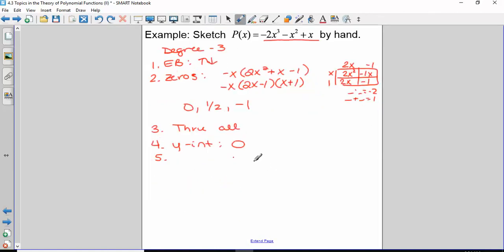So then we can draw a graph. End behavior up, down, so it should start up here and end down here. Hit the x-axis at 0, 1/2, negative 1, y-axis at 0, which I've already got. My graph was starting up high, so it's going to start here. Come down, hit the first one. We said it's going to go through all of them, so I cross through, come back and hit my 0. Cross through, come back and hit my 1/2. Go through, and it ends pointing down, like we said.